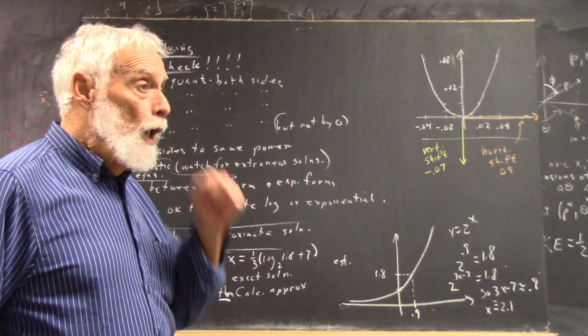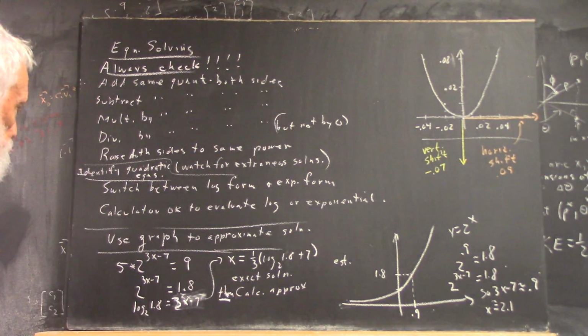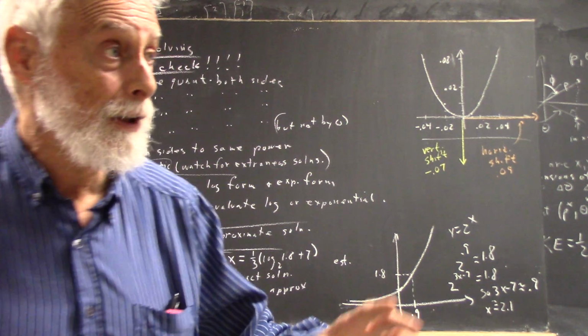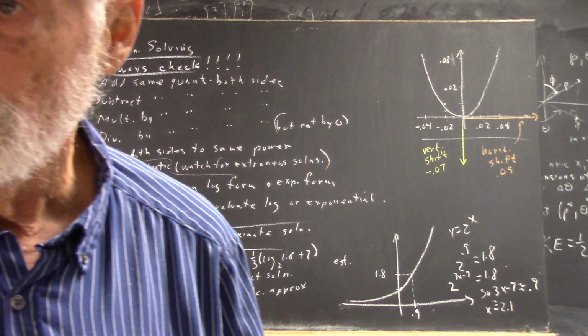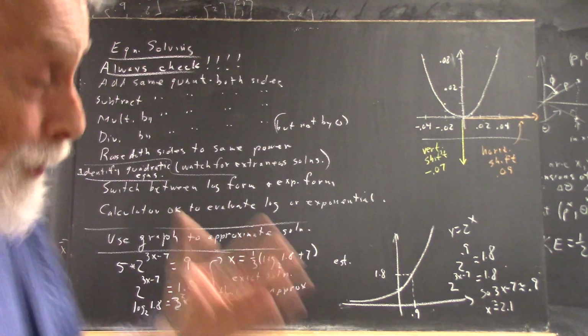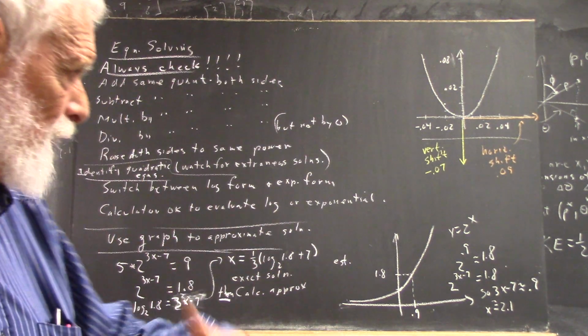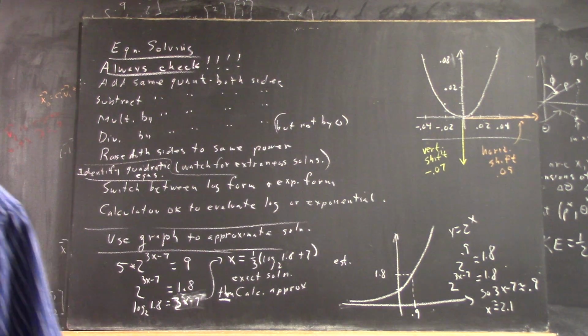Okay? Something's wrong. It's not a real good approximation, but that's how you do it. Okay? Make sense? When I check it back in the function, it gives me something much closer to 1 than 1.8.